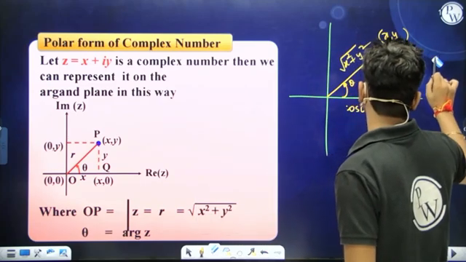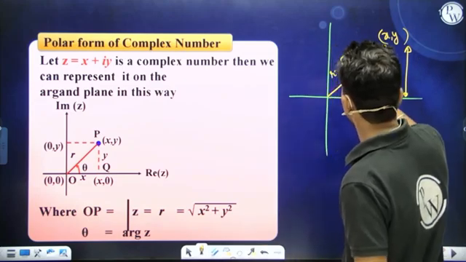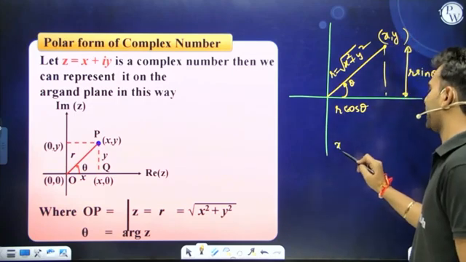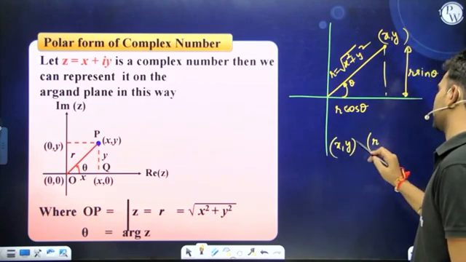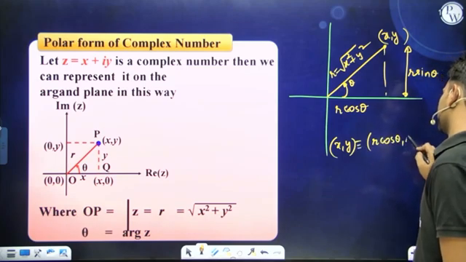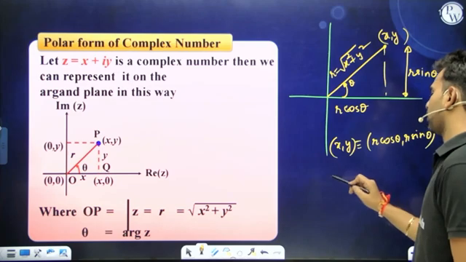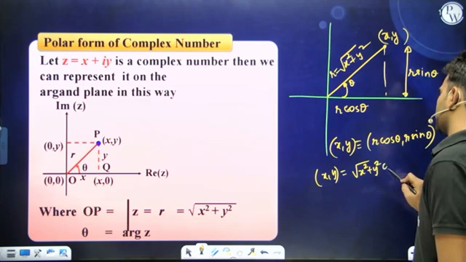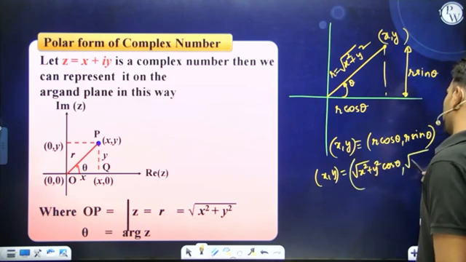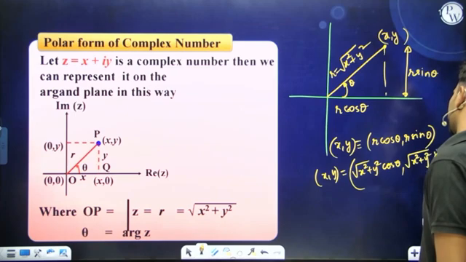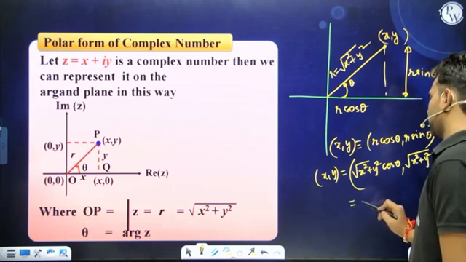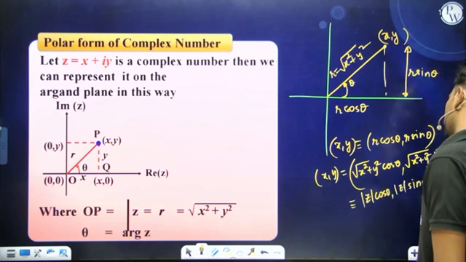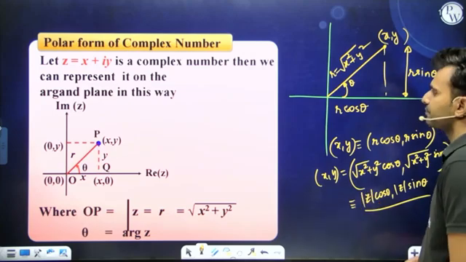Let me call it as r. If I'm calling it as r, then this is r cos theta and over here is r sin theta, right? So x comma y can also be rewritten now as r cos theta comma r sin theta, where r is nothing but modulus, or x comma y can be rewritten as under root x square plus y square into cos theta comma under root x square plus y square into sin theta. So this is nothing but mod z cos theta comma mod z sin theta. That's it. Now you got nothing but the polar form, right?